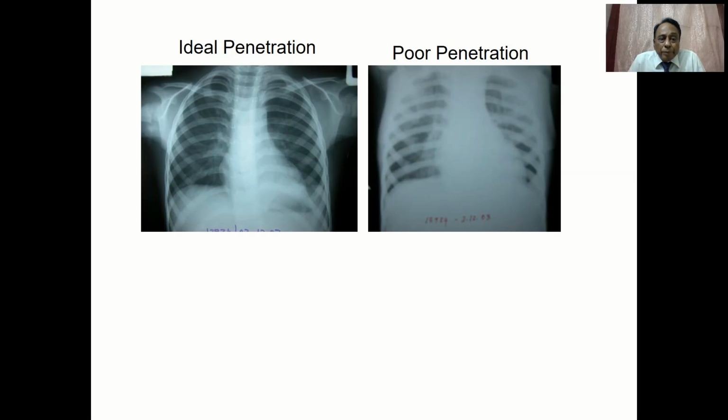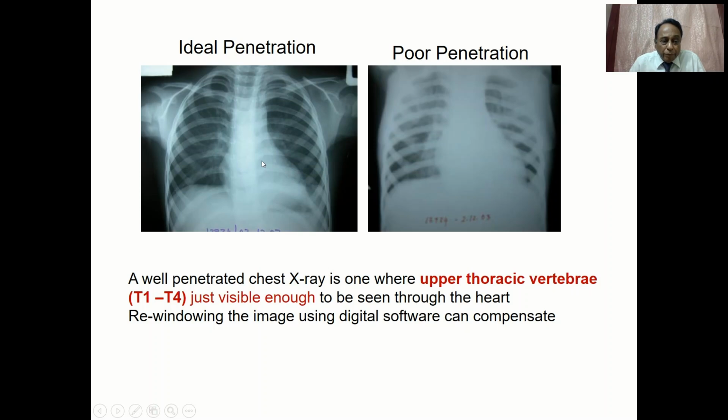Now, we'll move on to the penetration. What is an ideal penetration? What is a poor penetration? To differentiate that, we always have to look at the upper thoracic vertebrae, anything between T1 to T4. Actually, where the clavicle joins is the second thoracic vertebra. So the upper thoracic vertebrae, 3, 4 or 5, are just visible through the mediastinum.